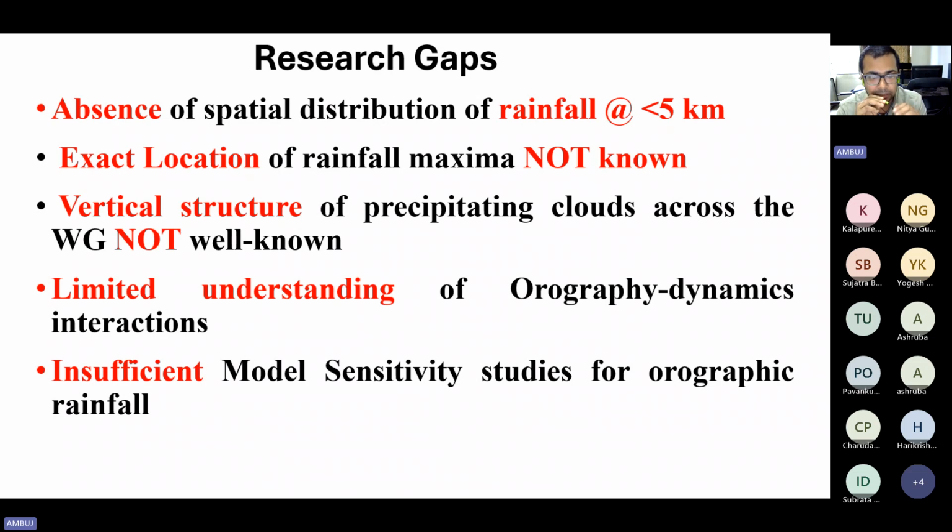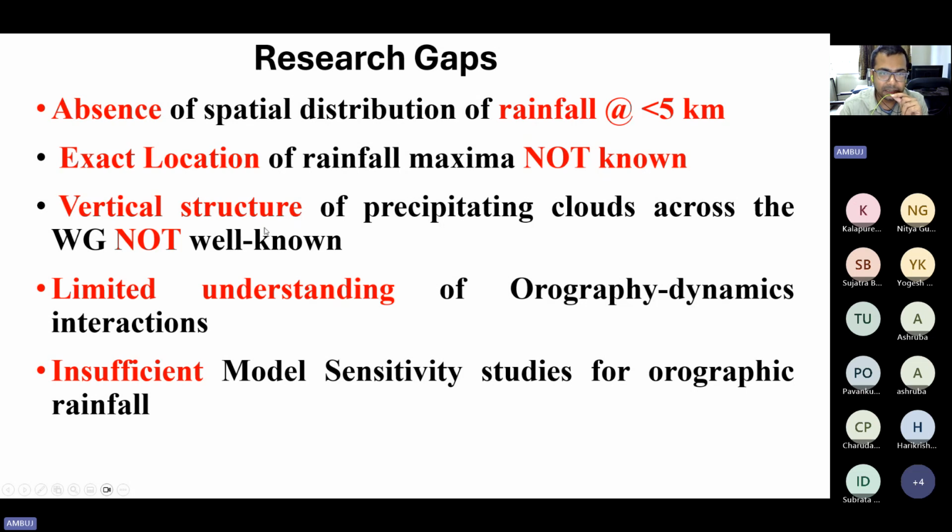So in this context, the following research gaps have been identified. We have seen that the orography of the Western Ghats is very complex, and most of the rainfall products are not able to resolve features below 5 km resolution, which is a serious limitation for a complex terrain region like the Western Ghats. So this is one of the research gaps, and due to the absence of high resolution data, the exact location of rainfall maxima is unknown over this region.